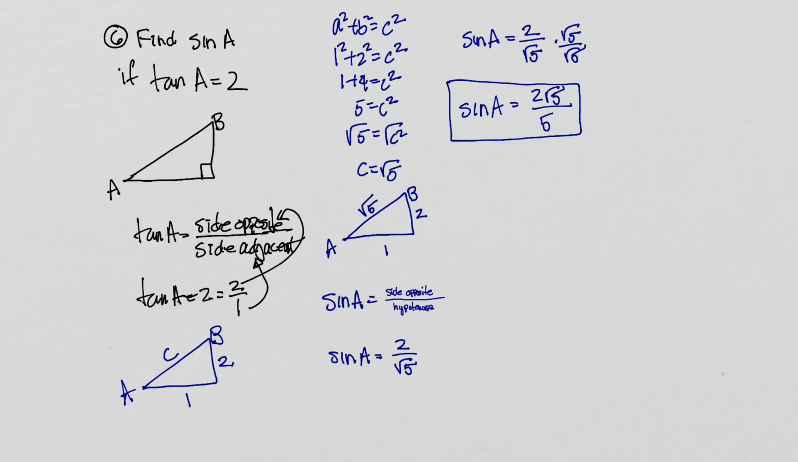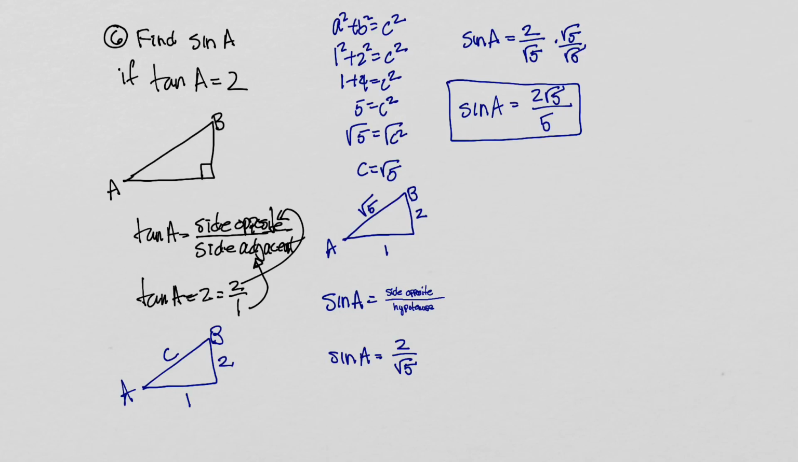But 2 I can write, see, the tangent's given as a fraction, so write 2 as a fraction. We can write it over 1. 2 over 1. So now we know that the side opposite could be a 2. So we'll write a 2 here. Here's A. Opposite of A is 2. Side adjacent is a 1.